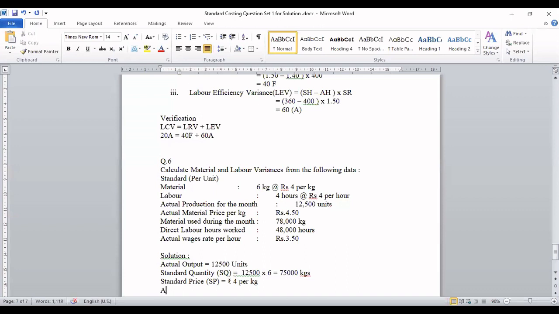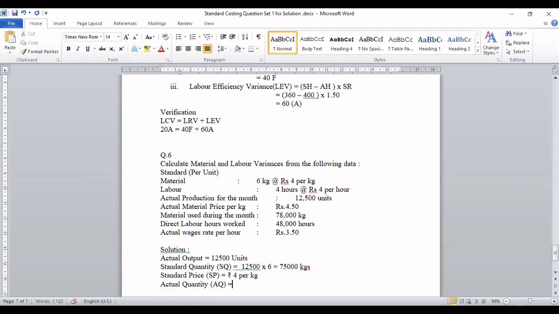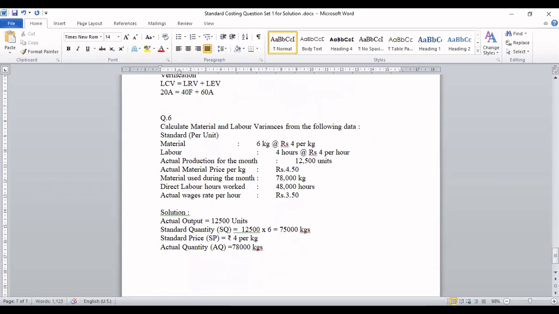Yes, sir. Now, actual quantity, which we denote by AQ. Can you tell me what is the actual quantity? 78,000 kg. Yes, 78,000 kg. Take your time, no hurry. Relax, think properly and tell me.